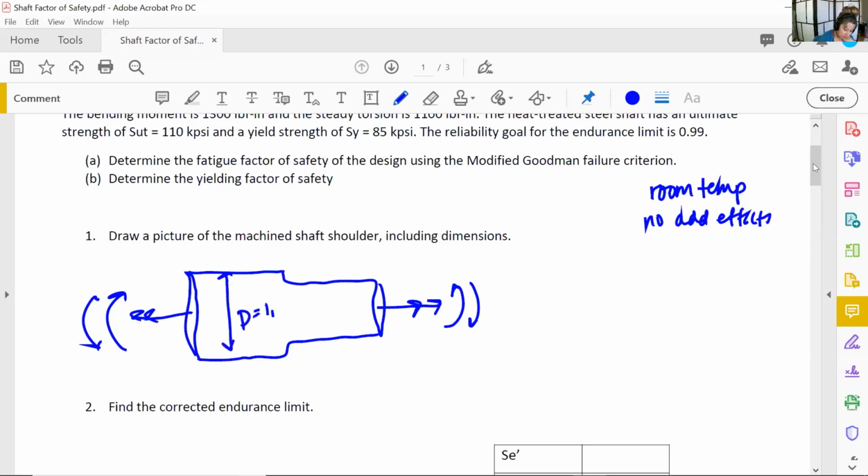So big D equals 1.75 inches. Little d is 1.125 inches. Fillet radius is 0.12 inches.